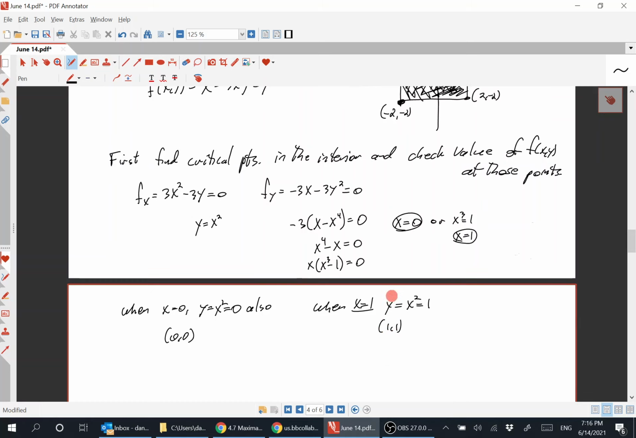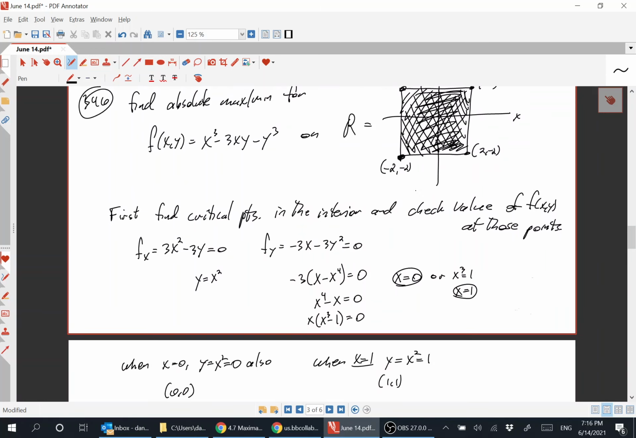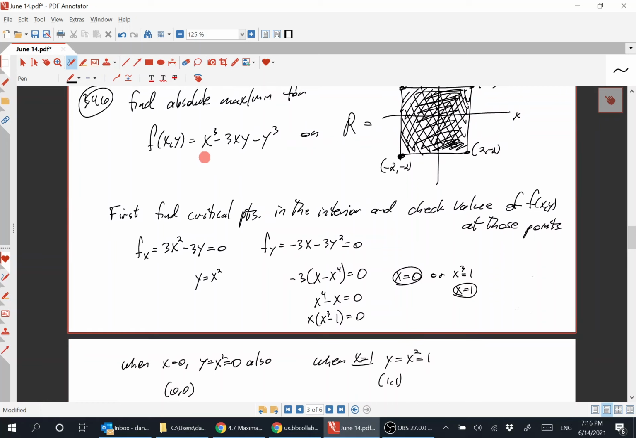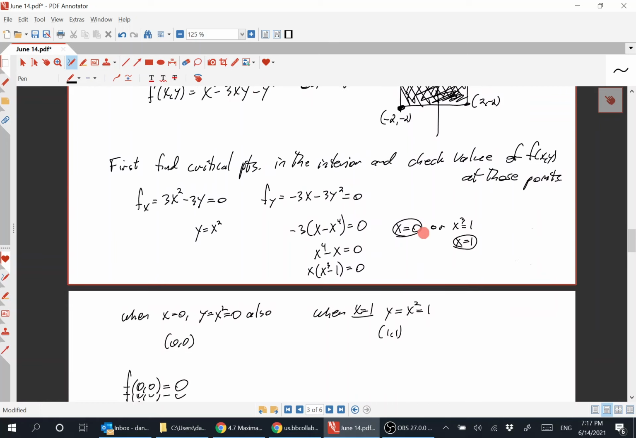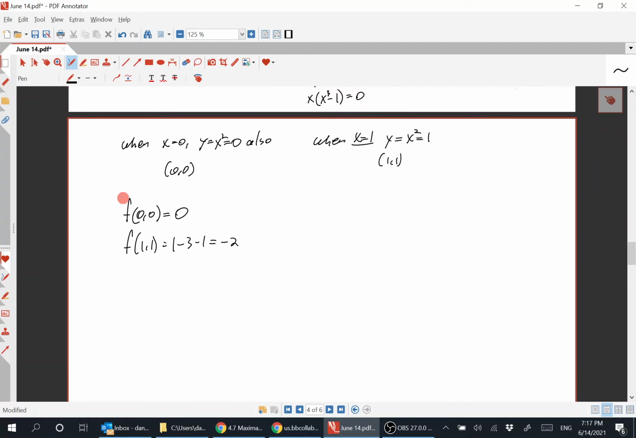Now just check their values. So f of (0, 0) is, well, it's 0, right? Was there a constant? No. f of (0, 0) is 0, and f of (1, 1) is 1 minus 3 minus 1, which is minus 2. So far we've got 2 points tested, and we have a value of 0 at (0, 0) and negative 2 at (1, 1). Okay, now we need to check the boundary.